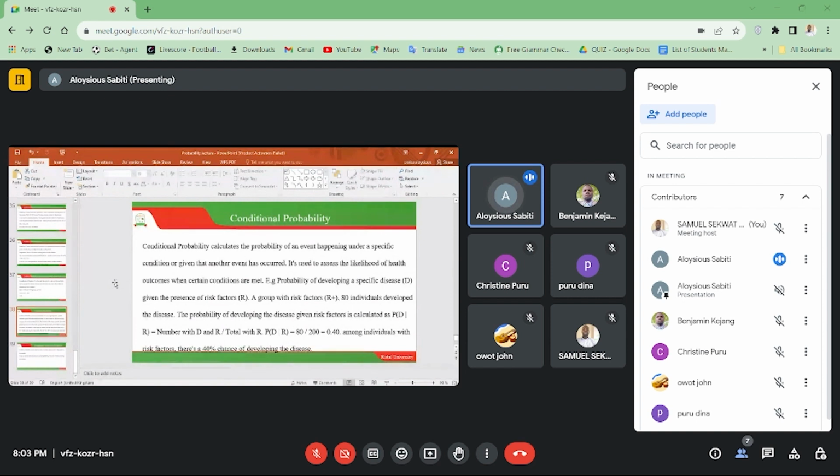In a group with the risk factor R plus, 80 individuals developed the disease. So the probability of developing the disease given the risk factor is calculated as the probability of developing a disease given the risk R would equal the number of people with the disease and the risk factor divided by the total number with the risk factor.